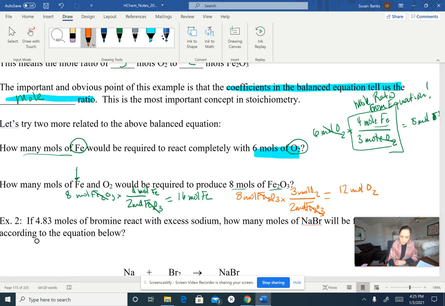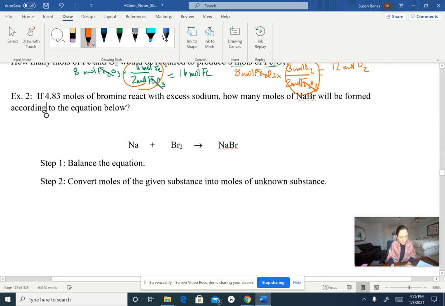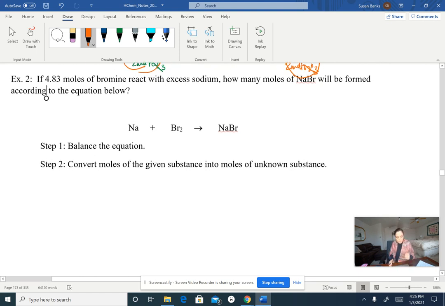Okay, so hopefully this is making sense that I am grabbing the coefficients from the balanced equation to create a ratio in these equations. Okay, example 2. If I have 4.83 moles of bromine and I react it with excess sodium, how many moles of sodium bromide will be formed according to the equation below? Remember, the first step is to always balance the equation. I will almost always give you just a skeleton equation. And because it's a skeleton equation, that means it's not balanced. That means you need to check it and make sure it's balanced.